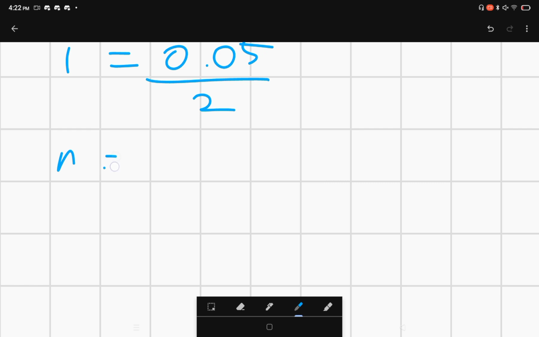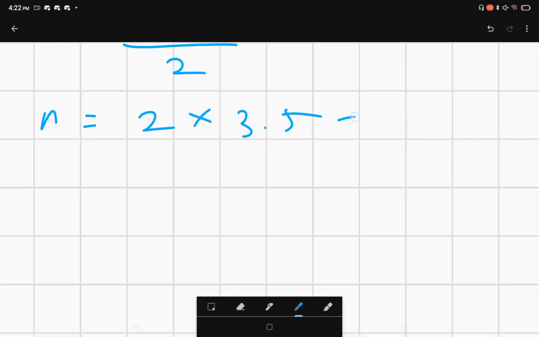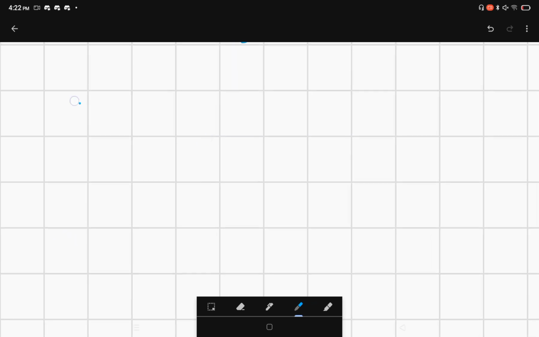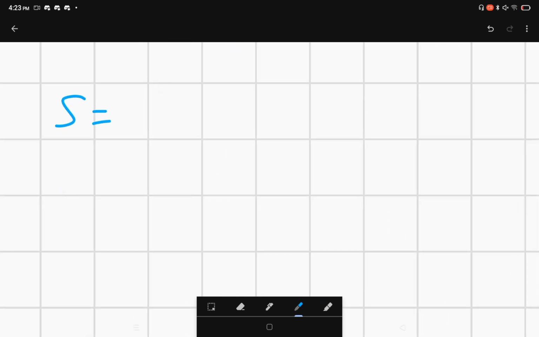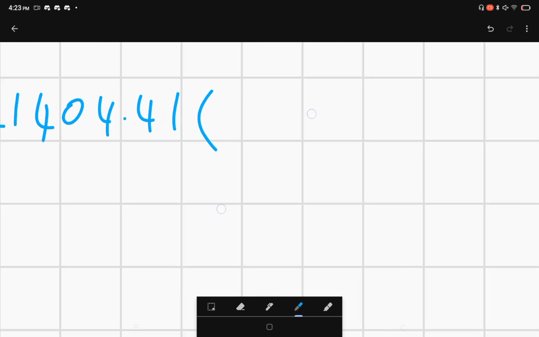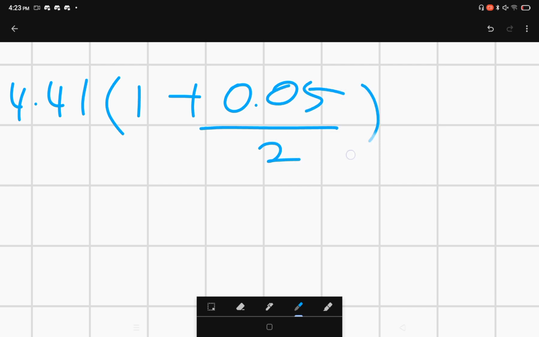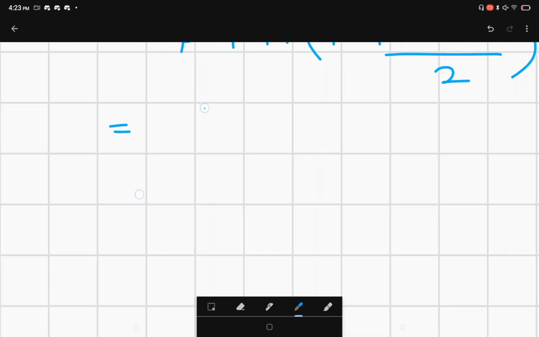The i will be 0.05 divided by 2, and the power of n will be 2 times 3.5, which we will get 7. So as usual, we substitute these into the formula. 21,404 and 41 cents, 1 plus 0.05 divided by 2 with the power of 7.